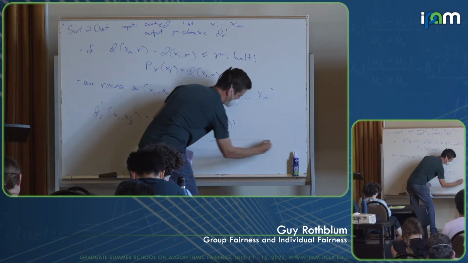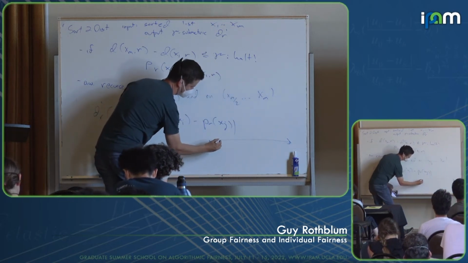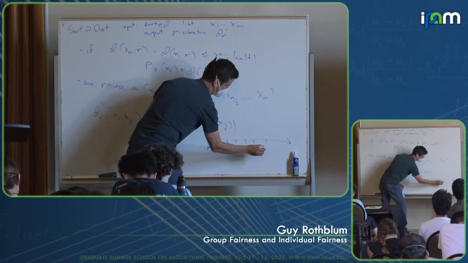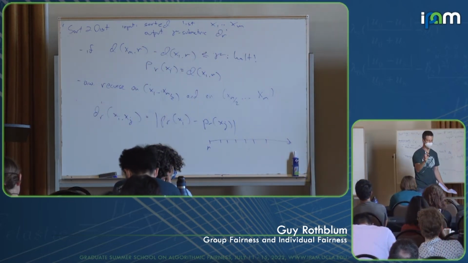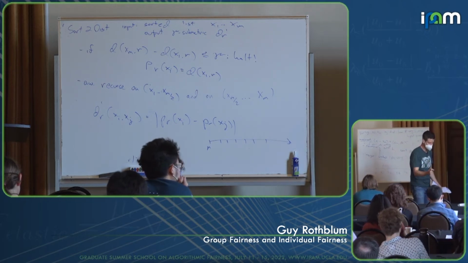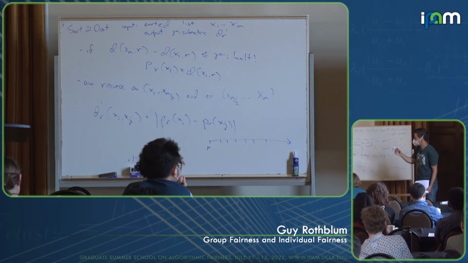Somehow I'm placing these points on the line. Ideally, I would want the position of each point to be exactly its distance from R. That's the submetric that I want. And now I'm doing an approximation to this position.